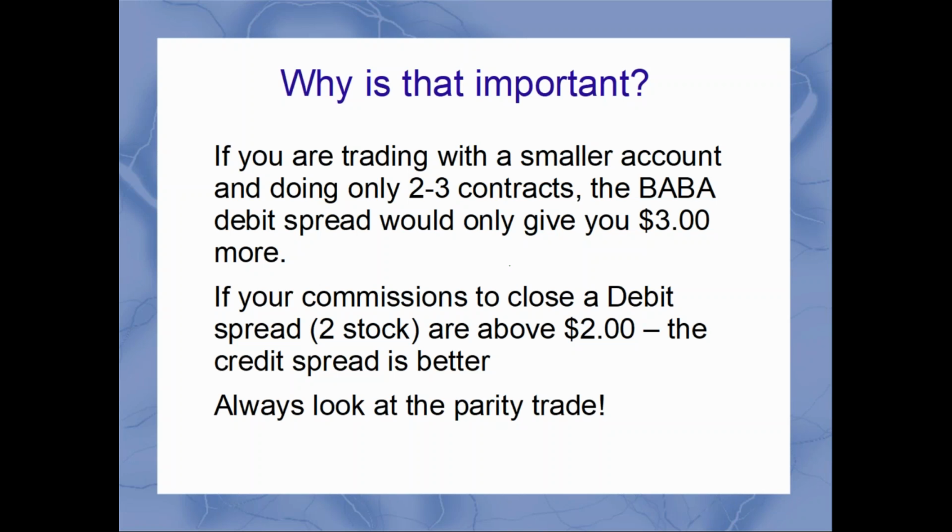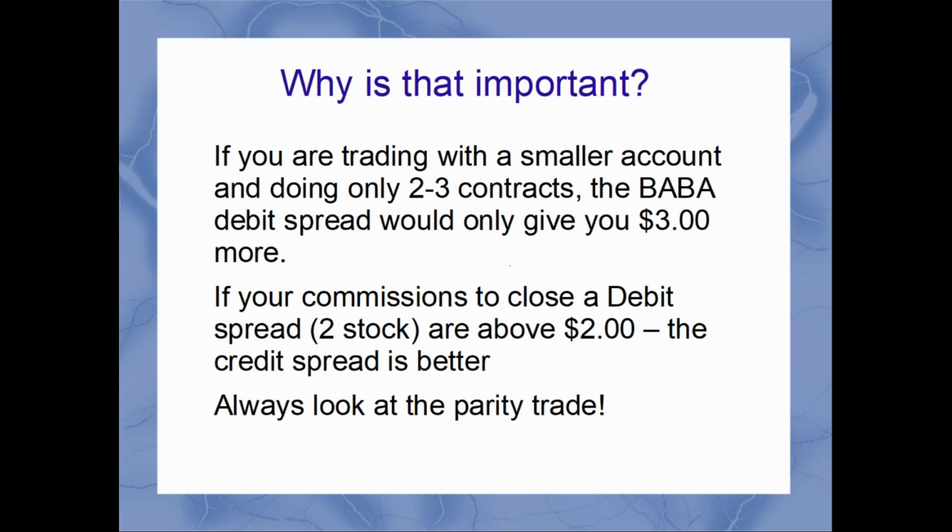Okay? But let's say that you did 10 contracts on the position. Well, having 1 cent more would give you $10 extra, and if it's only $2 to close the spread, you're still getting $8 more than you'd get potentially on the bull put credit spread. Okay, so you have to take this into account.